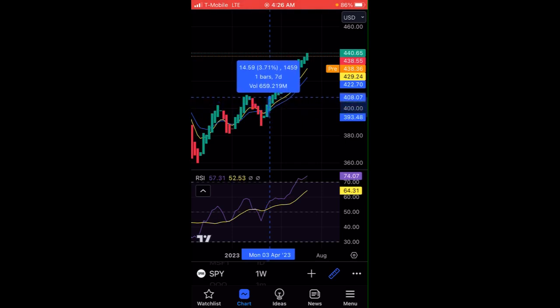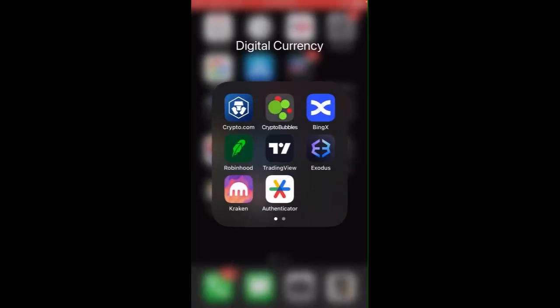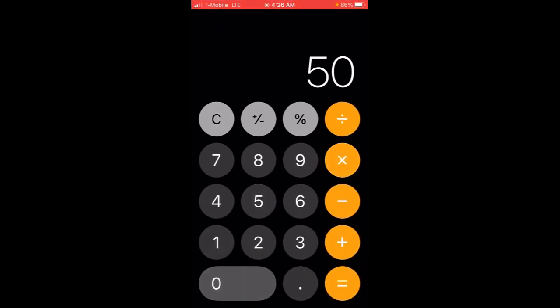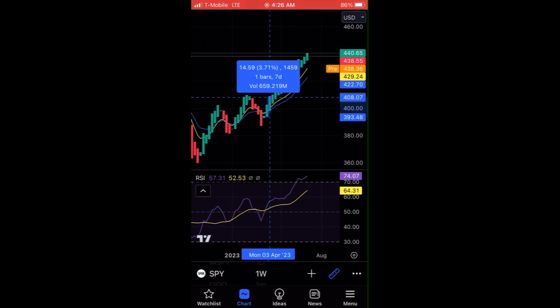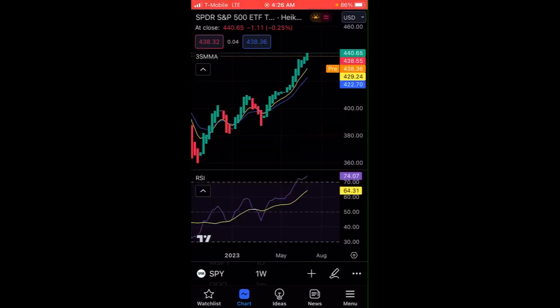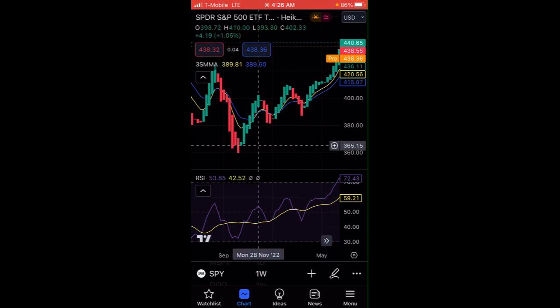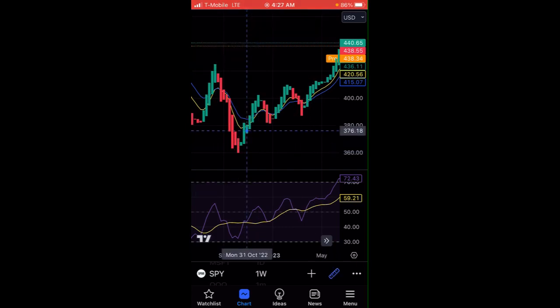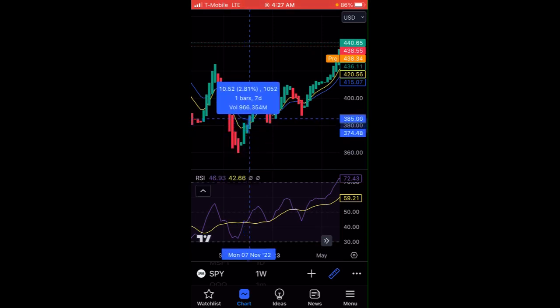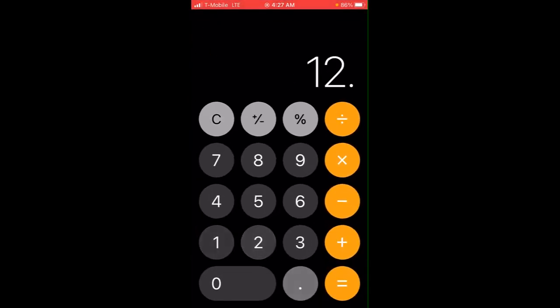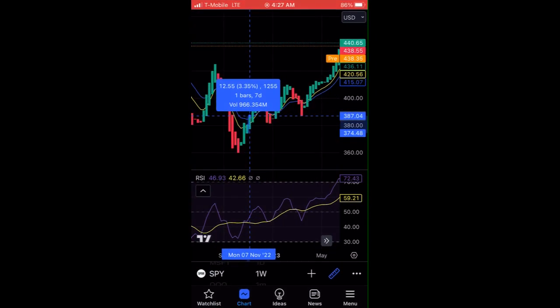And this is a $15 difference in price. So if I remember correctly, it's about $50 for every dollar. So that's about 15 times 50. So that is a $750 move right there with SPY. And let's look at one more. Let's look at this one right here. This starts right here. We see the cross happening. So come in here and we do about a 7-day wait. And this is about a $12 difference in price, $12.55. 12.55 times 50. It's a $627 move right there.